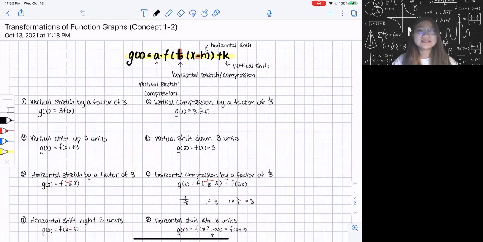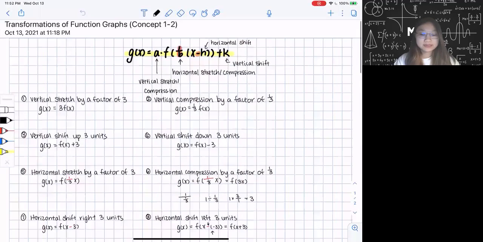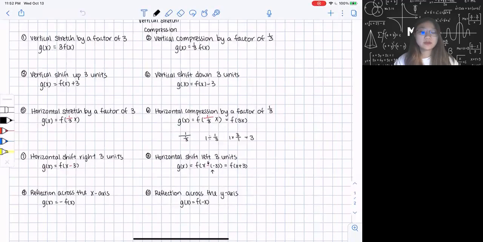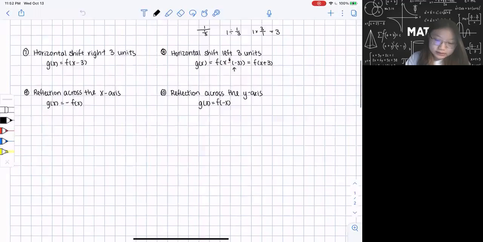I'm Mary, and in this episode, I'm gonna keep introducing you to more transformation stuff. In the last episode, you probably already learned the very basic concept of transformation, which includes those 10 types: vertical stretch/compression, vertical shift up and down, horizontal stretch/compression, horizontal shift left and right, and reflection across the x and y axis. In this video, I'm gonna combine those types of transformation together and see if you can write the resulting function.